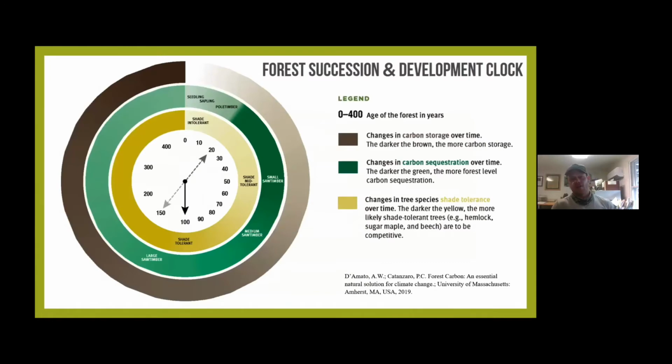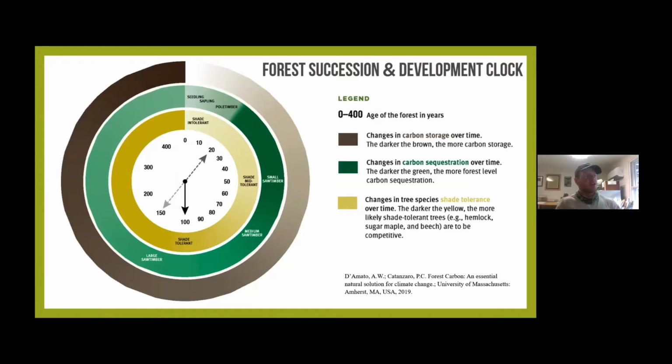So this is a really cool graphic from a 2019 paper or booklet really by Tony D'Amato and Paul Catanzaro that they call a forest succession and development clock. And if you'll bear with me, this clock is showing a few different things. So it's really important that we separate the idea of carbon sequestration and the idea of carbon storage. So the rate at which a forest is sequestering carbon is the rate at which it's grabbing carbon out of the air. The rate at which a forest is storing carbon, or the amount of carbon stored in a forest, is the total carbon that's in there, that's fixed in there. And again, most of that is usually in the soils.